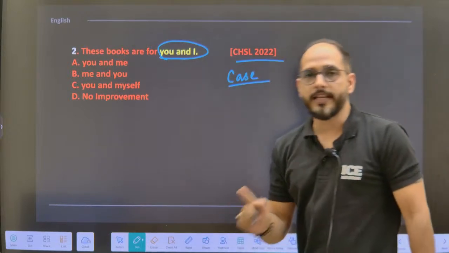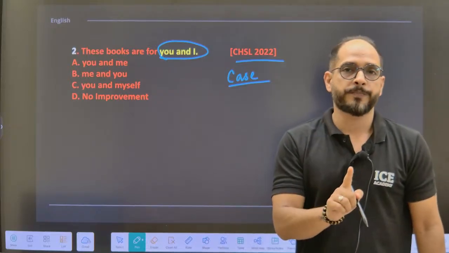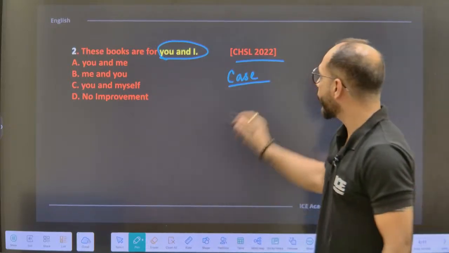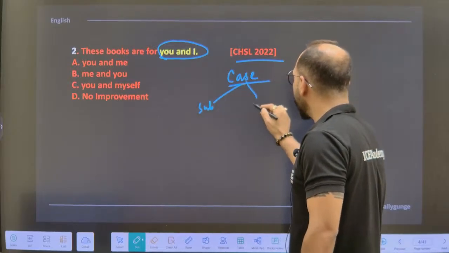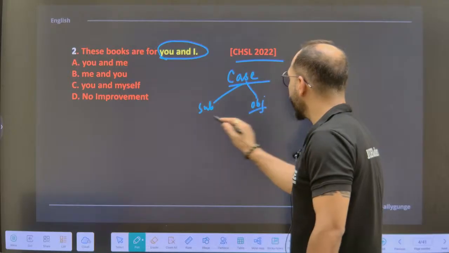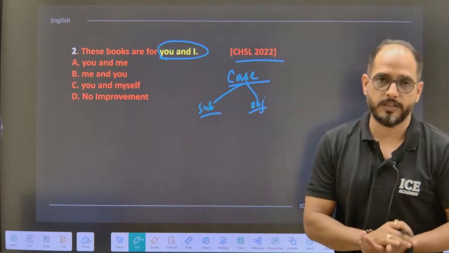Now usually there are two cases associated with a pronoun. One is subjective case, another one is objective case.